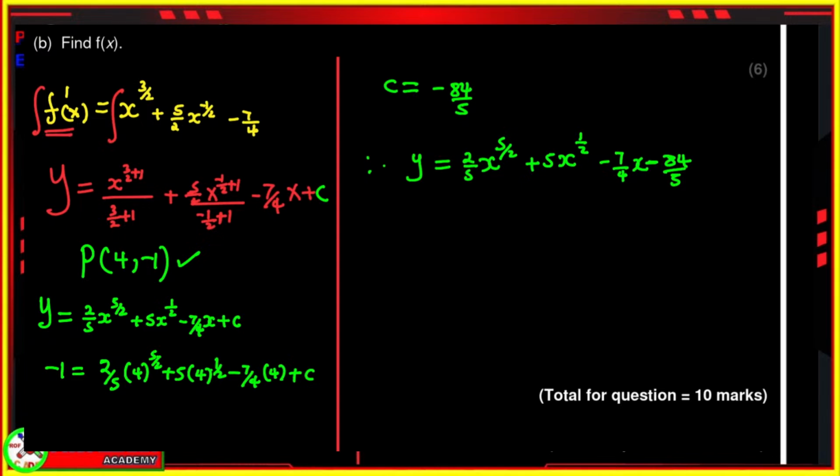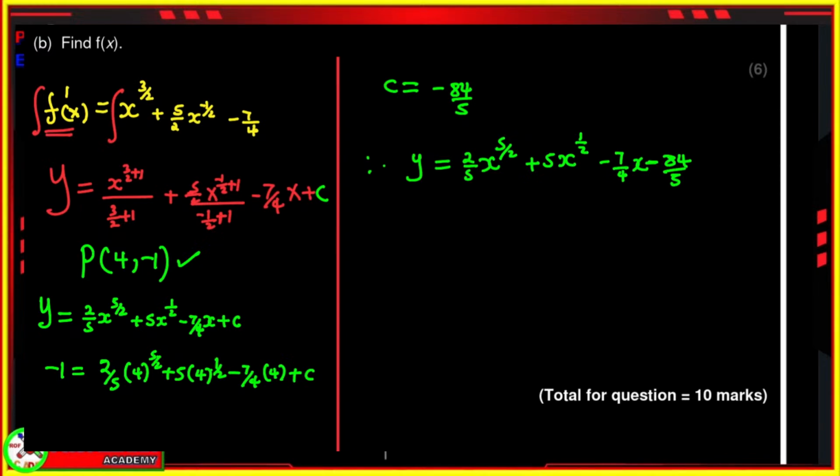So substituting everything that we have into this equation, remember we have p, which is 4, -1. Then you can substitute everything into that equation so that we can find the value of c in here, and the value of c is going to translate to -4 over 5. So our new equation now becomes plus -84 over 5. So this becomes -84 over 5, like that.